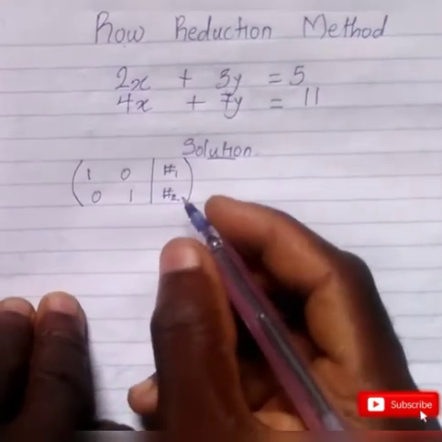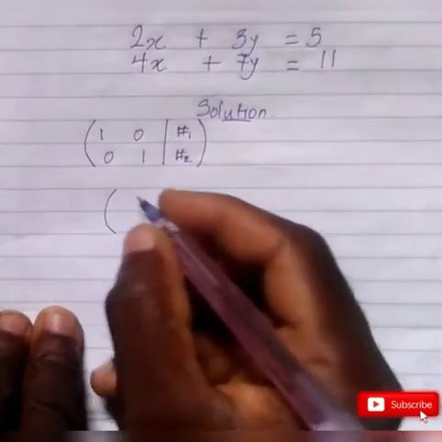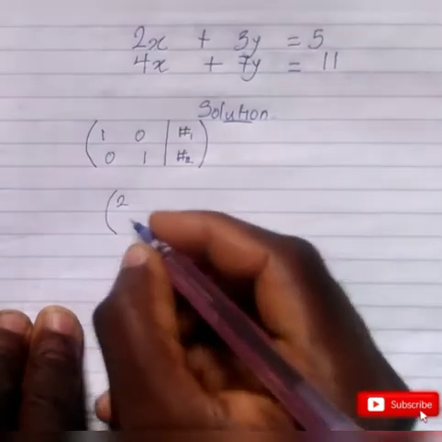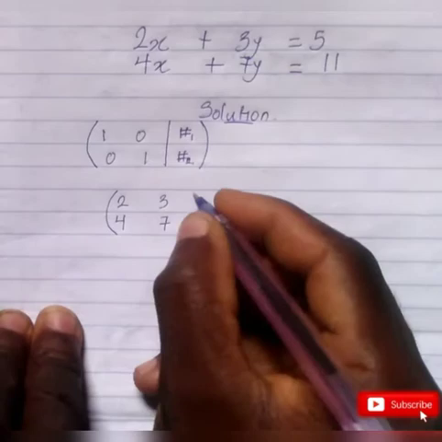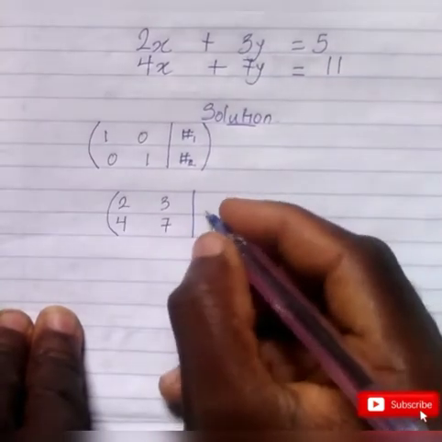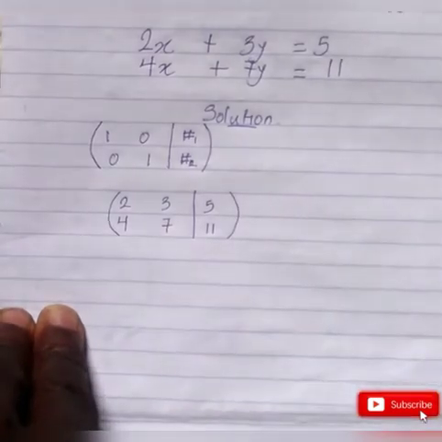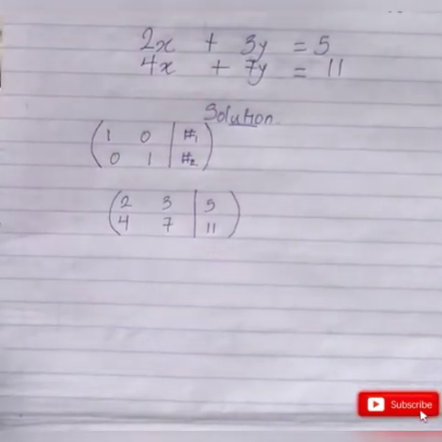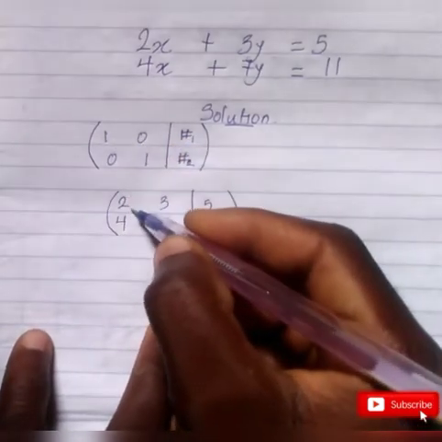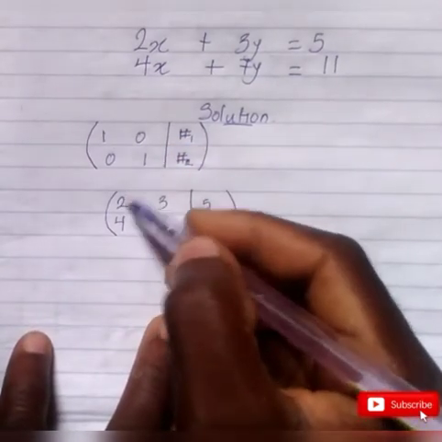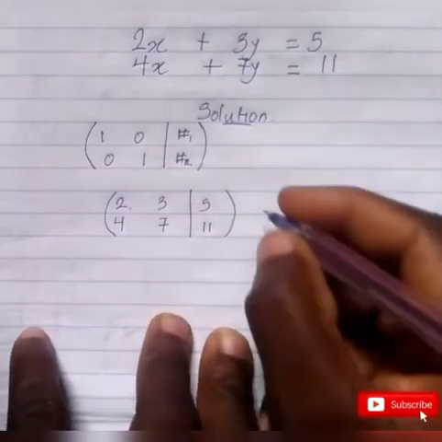Now let us begin to solve the question. The first thing we have here is to interpret our question this way. You have 2, 4, 3, 7, and 5, 11. So now let us begin. Now the first thing you have to do here is, because we have 2 here, we make this 2 a 1. And how do we make the 2 a 1? We divide by 2.